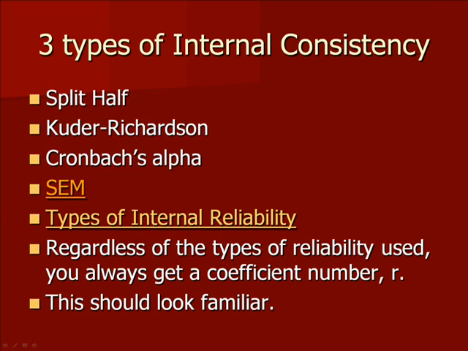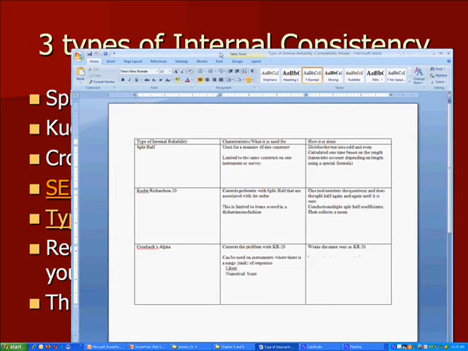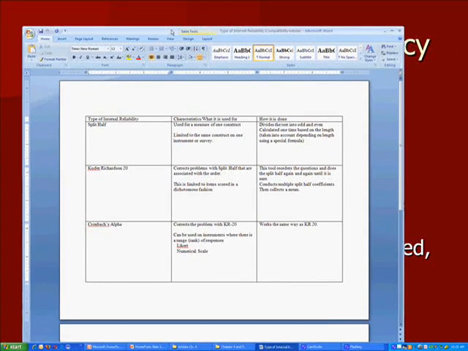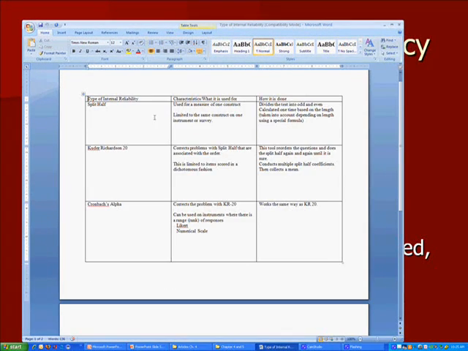The other thing that I want to put in this document, this SEM, this is going to be the notes page, so you can go back and look at. The other thing I want to put in there is these types of internal reliability. And basically, this is just a chart that explains what a split half is, what it's used for, and how it's done. What a Kuder-Richardson is, what it's used for, and how it's done. So it's kind of a synopsis of what you have read in your chapter, and that'll be available in there as well.